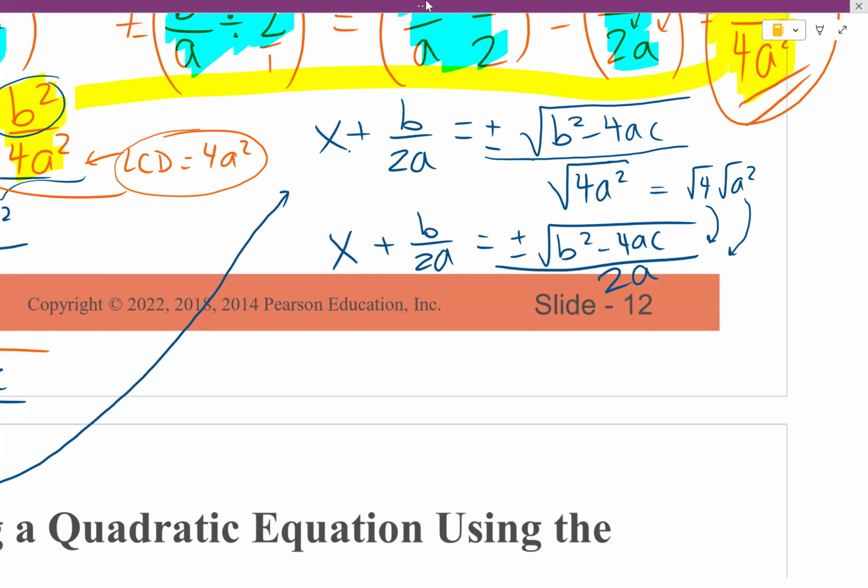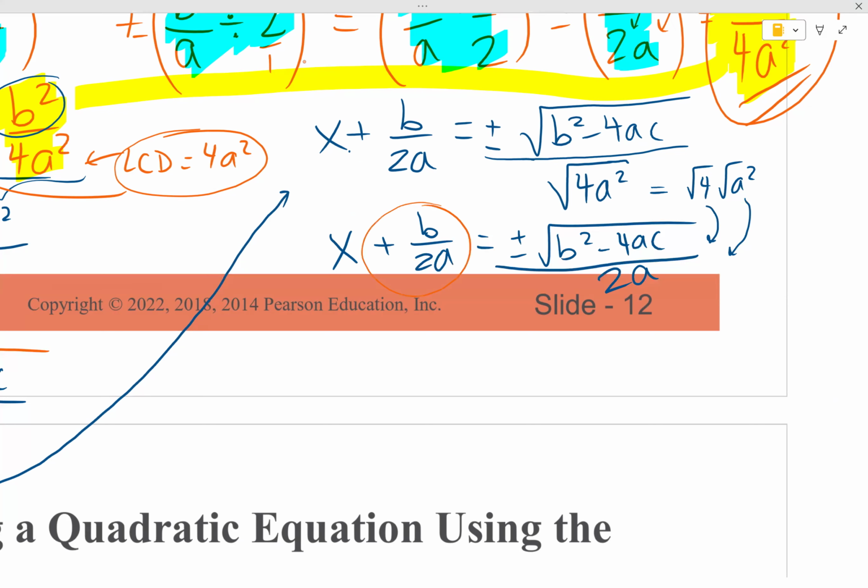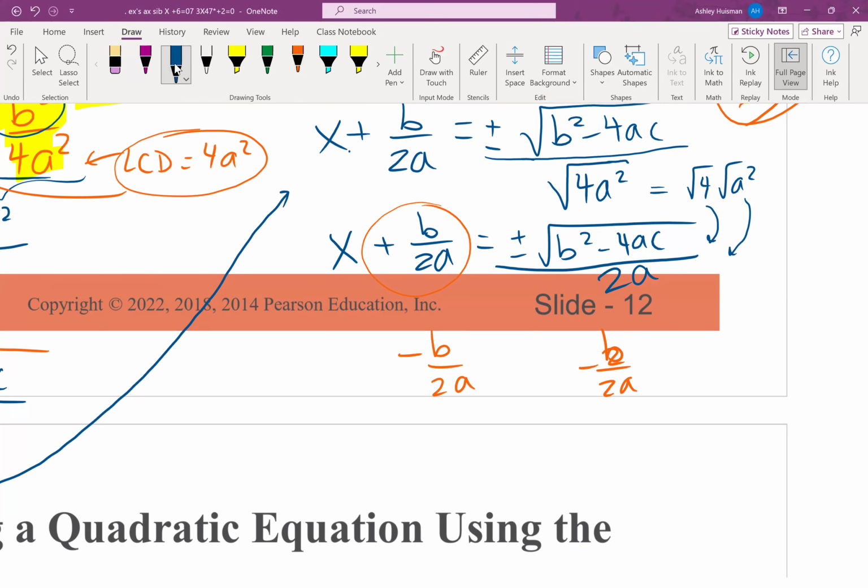And then to finish this off, I'm trying to isolate x. So this guy's kind of in the way. If I move him over, then I've solved for x. And it's a positive b over 2a. I'm going to subtract him, minus b over 2a. Oh, minus b over 2a. So now x is all by himself.